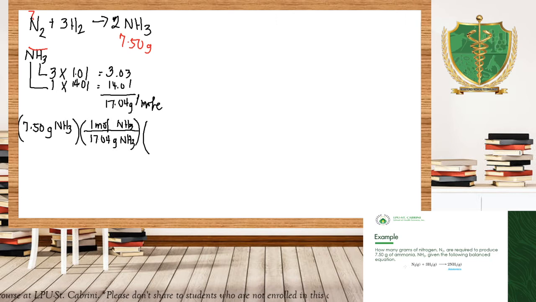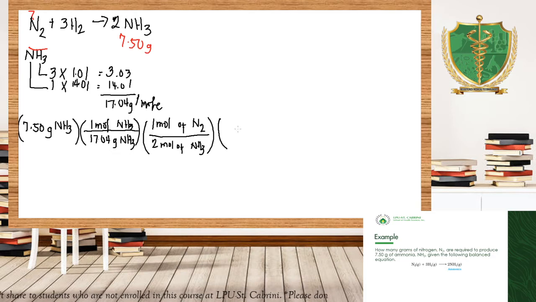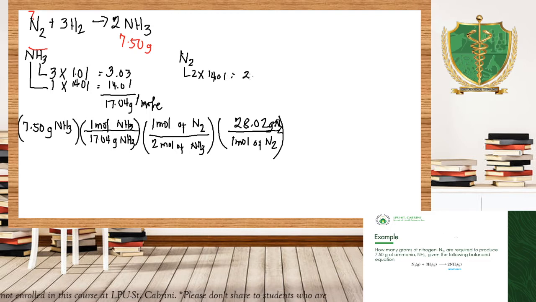Times. Okay? How many moles of nitrogen do we have? 1. Diba? Ito yung balance natin. 1 mole of nitrogen. How many moles of ammonia? 2. Okay? Dito na ba natatapos? Hindi pa. Kailangan nating i-multiply sa 1 mole of nitrogen is equals to 28.02. Sir, saan po nanggaling yung 28.02 grams ng nitrogen? So, that's basically N2, 2 times 14.01 that is 28.02 grams. Sir, bakit N2? Diatomic. Okay? So, cancel same unit.